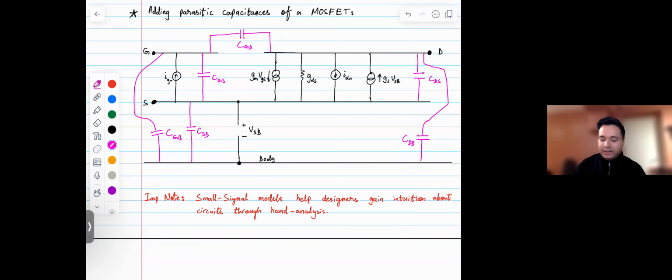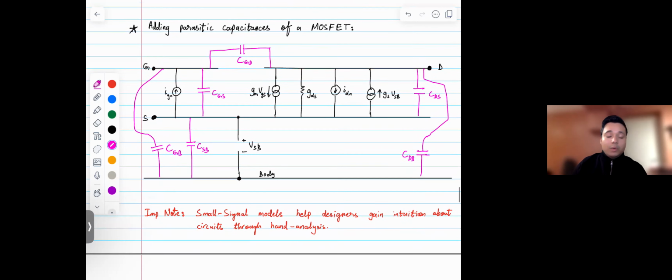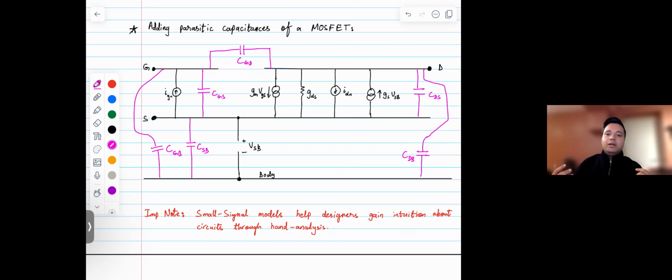The important note here is that the small signal models are at the core, they're meant to enable designers to do some hand calculation, some hand analysis, and get some intuition of what this circuit is doing, right? That's the idea behind the small signal model. And so you want the small signal model to be simple, or in other words, you want it to be as complex as it needs to be, but nothing more.